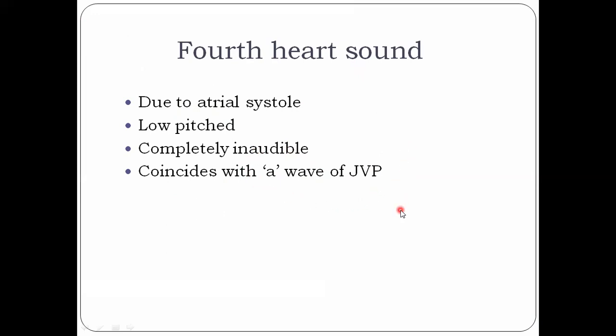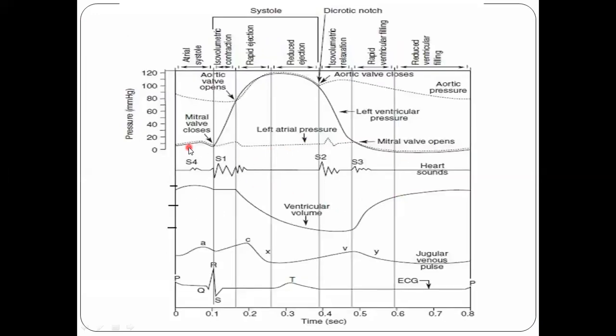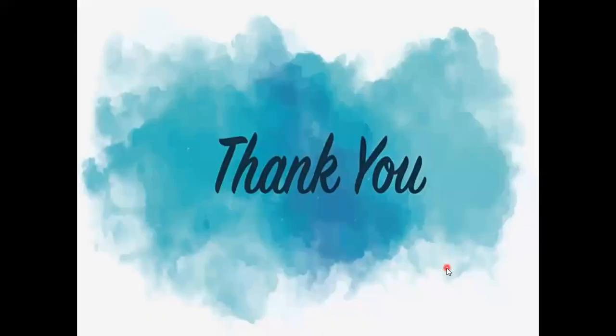Now, this is the diagram. This is called the Wiggers diagram. When we combine all those graphs that we saw in this video, that gives you this whole diagram. This is the intraventricular pressure change. This is the intra-atrial pressure change. This is the ECG. And this is called the phonocardiograph, which denotes the heart sounds. Okay. Thank you.